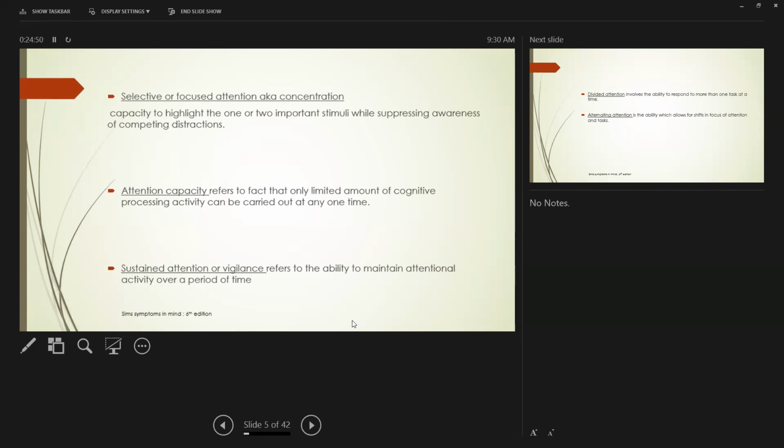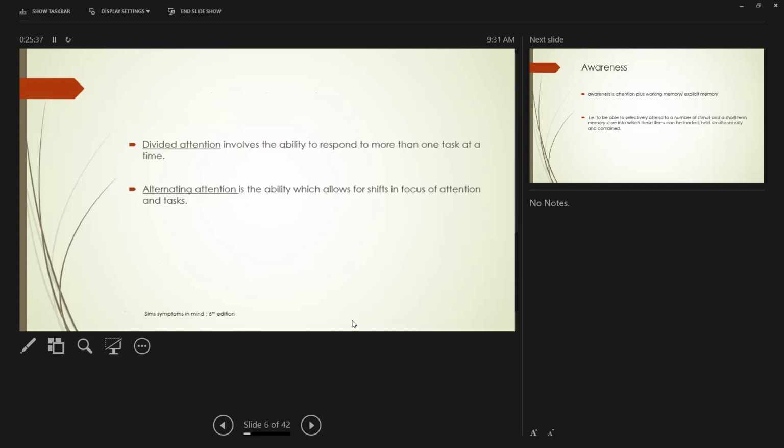Clinical examination, how we can check this. How do you check this? It's that. It's that. Not more. Selective or focused attention. And sustained attention. Divided attention. Alternating attention, set shifting.